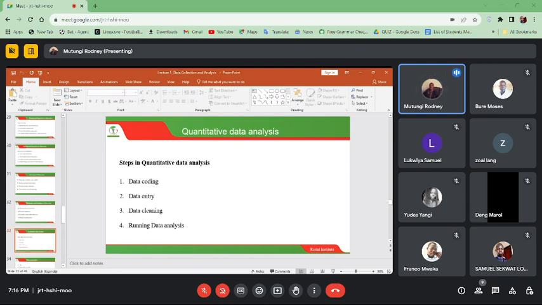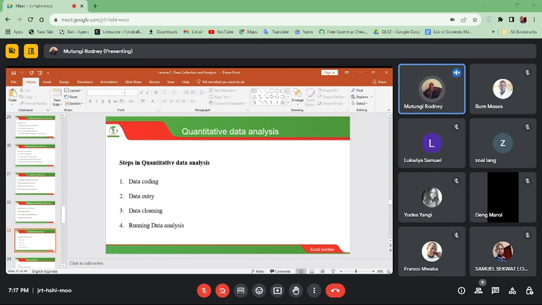So then after that, of course, you do your data entry where you enter that data with the codes, and then you clean it to remove those missing values, those mistakes. Then after that, you can run your analysis, your data analysis. And the purpose of analysis is to make this data informative, okay? So you've collected a lot of data, but now you need to make meaning out of it, okay?